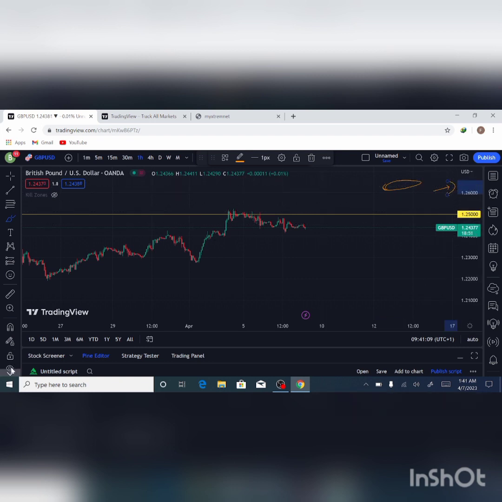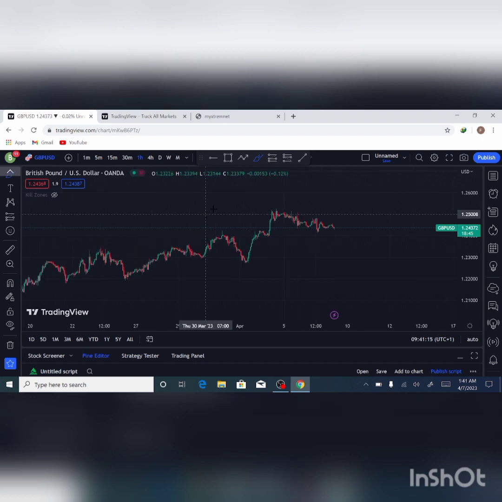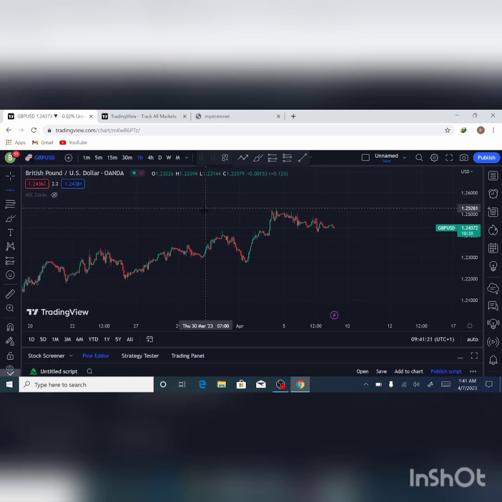Now, after knowing the psychological level, how do you mark it and how do you use it to trade? This is what you do. You get the horizontal line, click on it, and mark the level. You mark the level that ends with 000, which is a main psychological level, or 500, which is a sub-psychological level. So if you take it up to this point, you have a psychological level at this point.